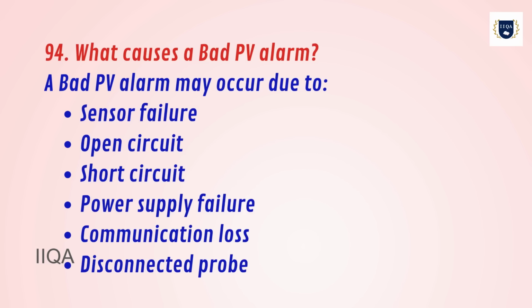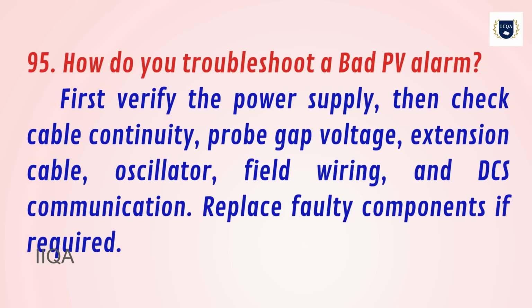94. What causes a bad PV alarm? A bad PV alarm may occur due to sensor failure, open circuit, short circuit, power supply failure, communication loss, disconnected probe.